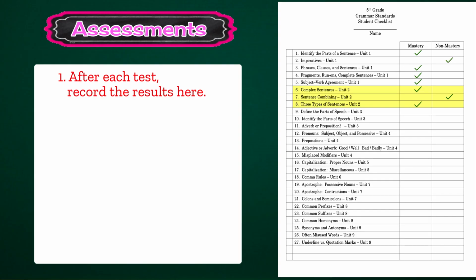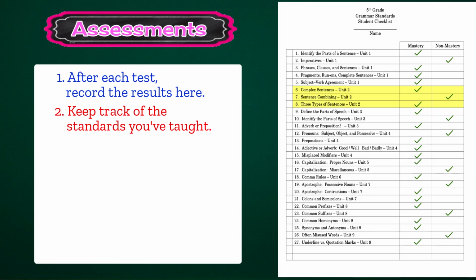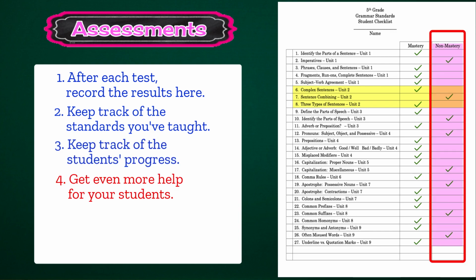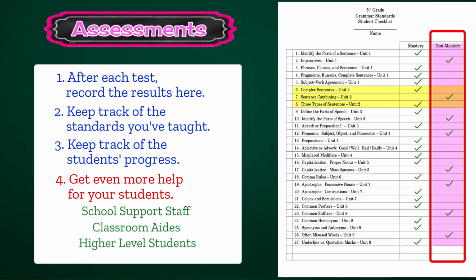It's a great way to keep track of the standards you've taught, as well as a way to keep track of every student's progress all the way to the end of the school year. This is another way to get more help for your students, because both the parent and student checklists can be given not only to the parents, but also to support staff at the school. You may have a classroom aide who works with the students, a parent who comes in to help, or an RSP teacher. Sometimes high schoolers will come over to our campus to tutor the students. This gives them something specific to use to help the students with their trouble areas.